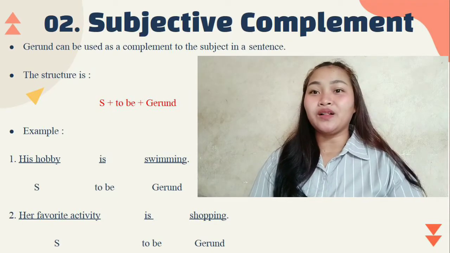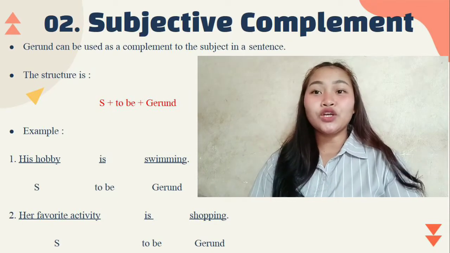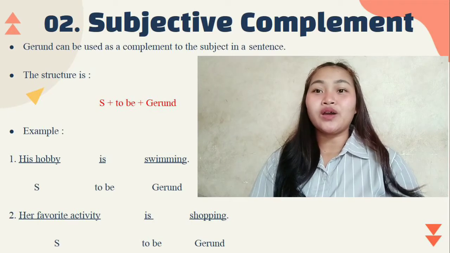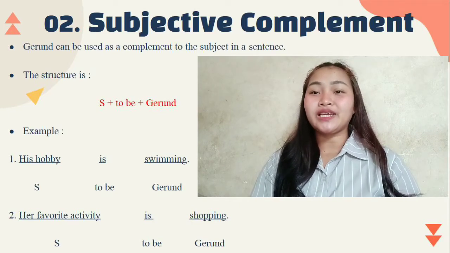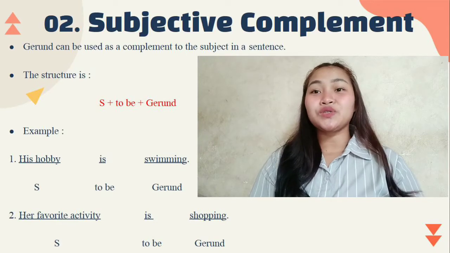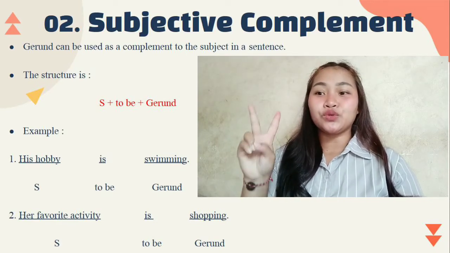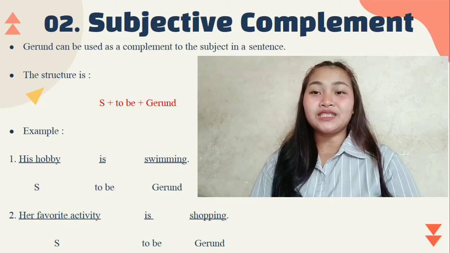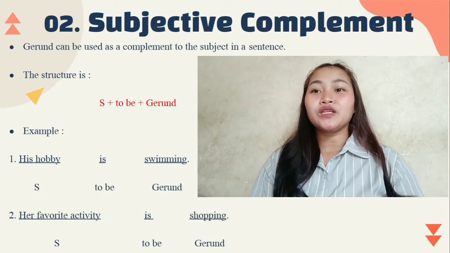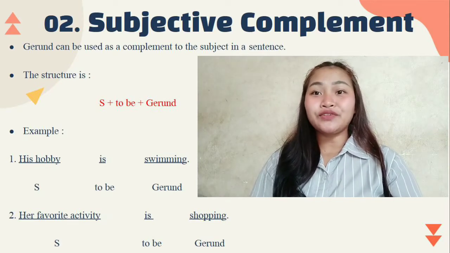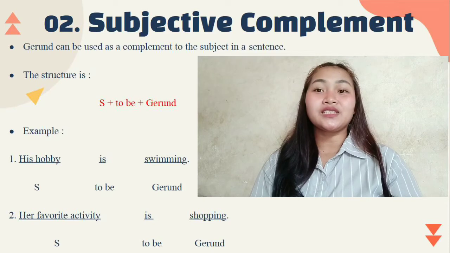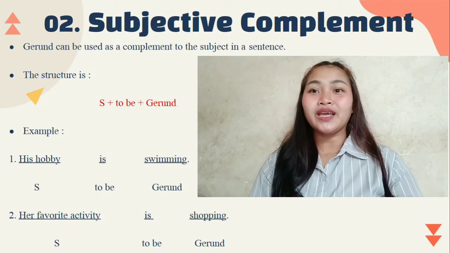For example, number 1 is his hobby is swimming. So his hobby as subject is as to be and swimming as gerund. Number 2 is her favorite activity is shopping. So her favorite activity as subject is as to be and shopping as gerund.